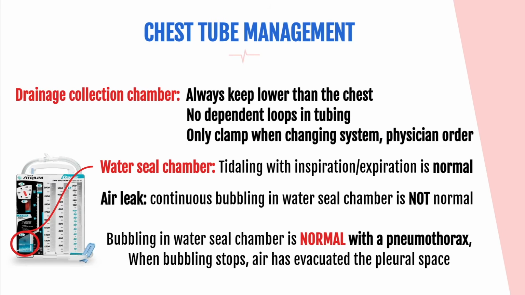Let's talk about managing that chest tube. So you always want to keep the drainage collection chamber lower than the chest, even during transport. You do not want to have any dependent loops in the tubing, and you do not want to clamp unless you have to, because clamping cuts off that negative pressure to the lung, and the lung could potentially recollapse. So you only want to clamp when you're changing the system, if it accidentally got disconnected, or if you have a physician order to clamp.